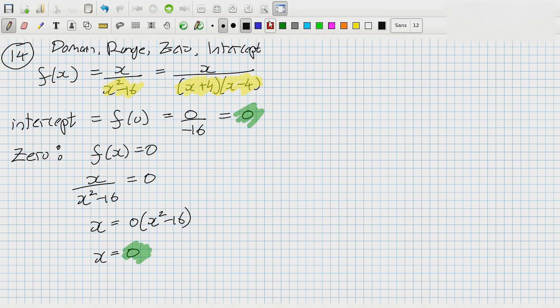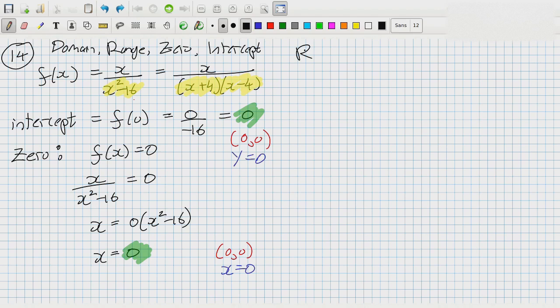So I just want to be a bit more explicit here. The intercept is (0, 0), and the root, the zero, is also (0, 0). I wonder how the answer is given at the back, if it's a coordinate or just a single point. Just to be clear, y equals 0, x equals 0 is also what I'm saying. Okay. Now the range.